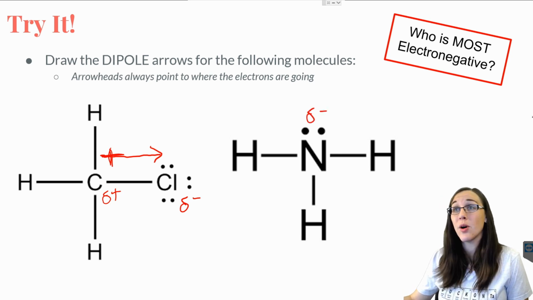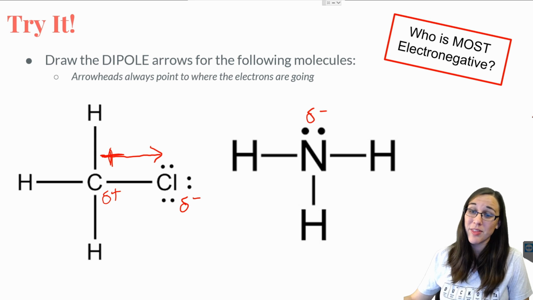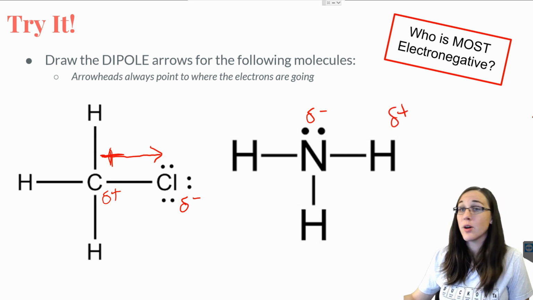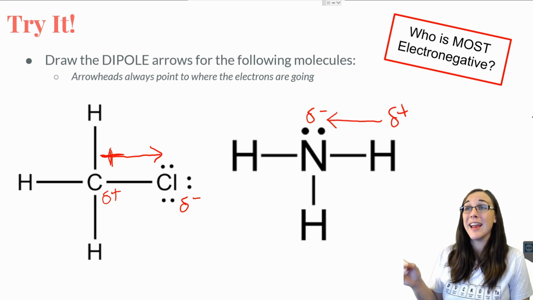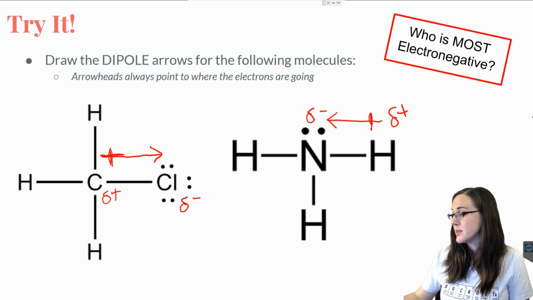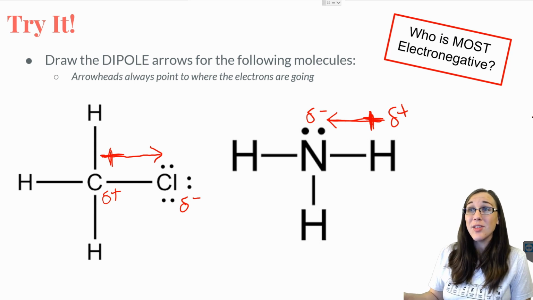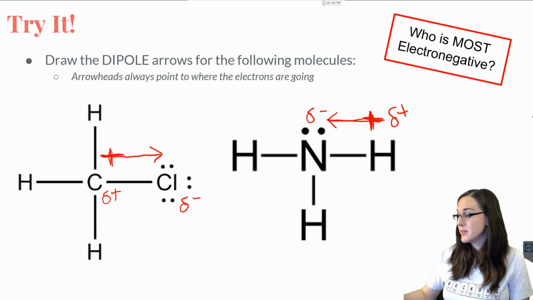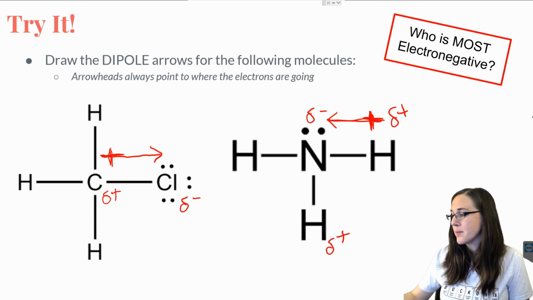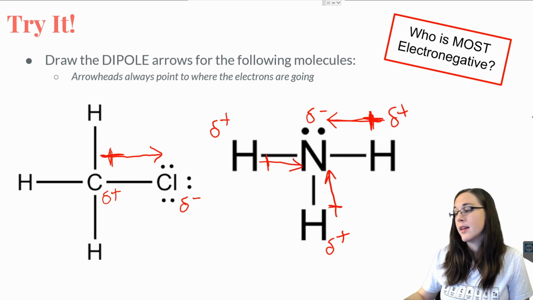Slightly negative would go on N because the electrons want to spend time with N, and slightly positive would go on H. In this case, we're going to go this way with our arrow because the electrons want to be on N, and we're going to put our plus right over hydrogen. We have other bonds that are the same, so we need to do the same for the other NH bonds. These H's are also slightly positive, and they also have dipole arrows that point towards the N, where the electrons want to be.